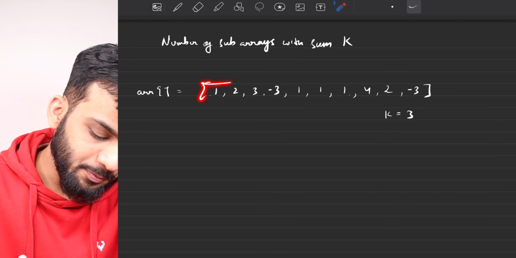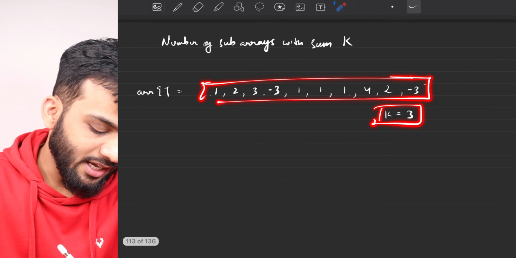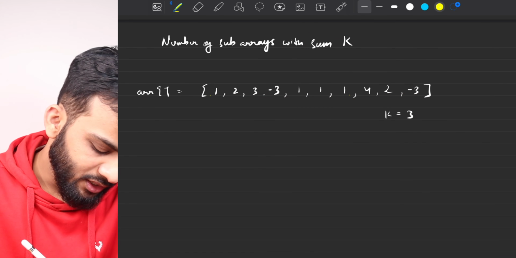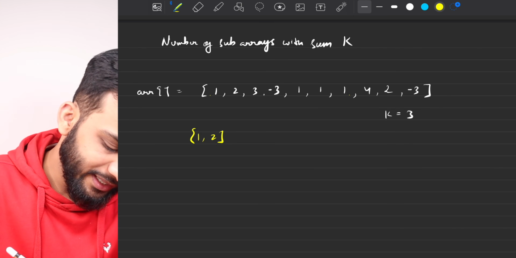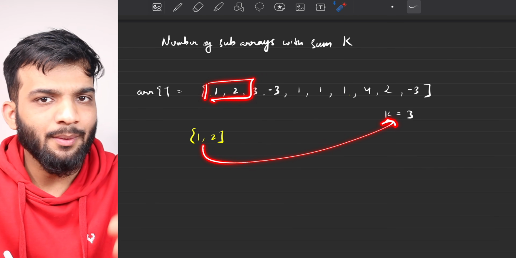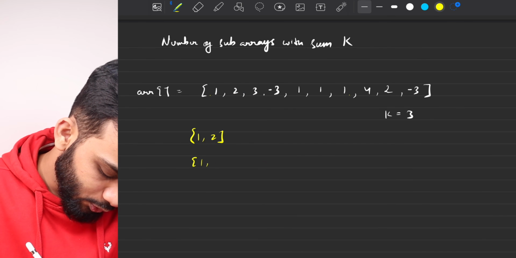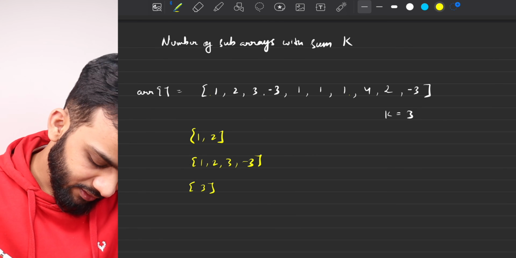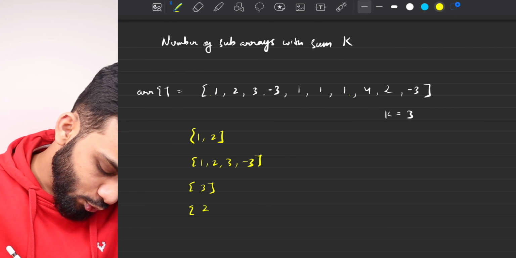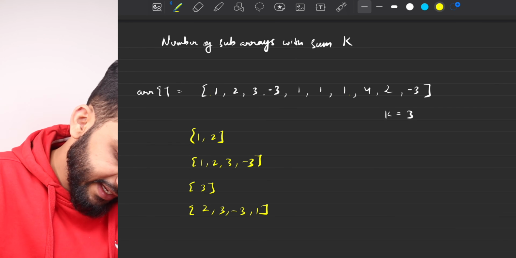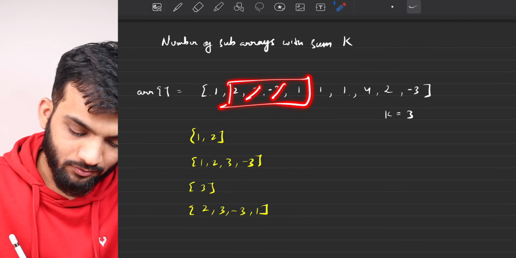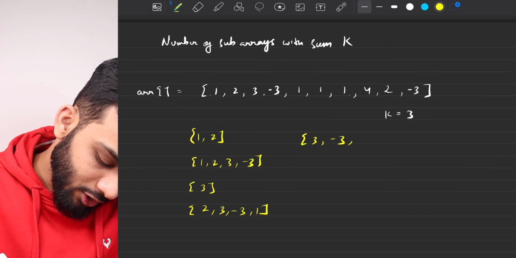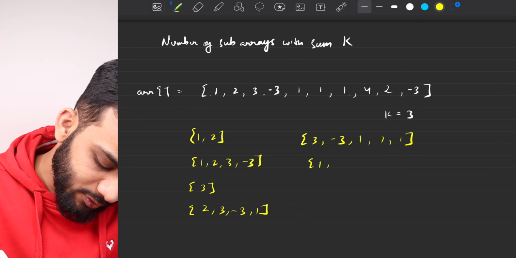Got it? Let us take this particular example with k equal to 3 and try to analyze how many subarrays we can get with the sum equal to k. So we are looking for a sum equal to 3. I can say first I will take 1 and 2, which will definitely give me the sum as 3. Okay, can I take 1, 2, 3, minus 3? Yes, I can. Can I take something like 3 individually? Yes, I can. Can I take something like 2, 3, minus 3, 1? Yes, I can, which is this one. 3 will go, and this will still give me the summation as k. Can I take something as 3, minus 3, 1, 1, 1? Yes. Can I take something as 1, 1, 1? Yes.